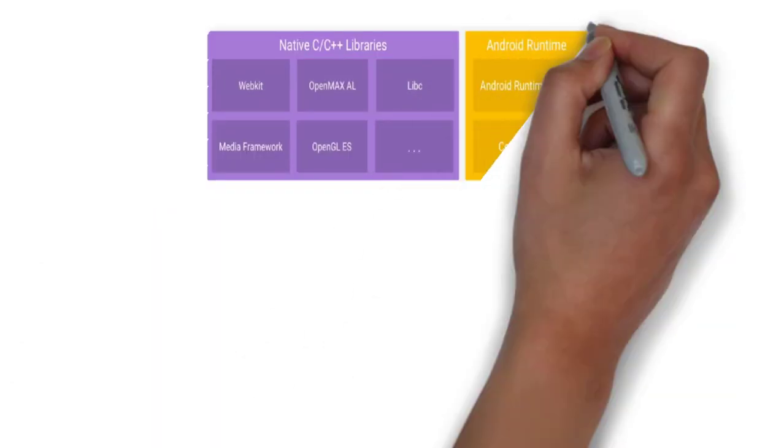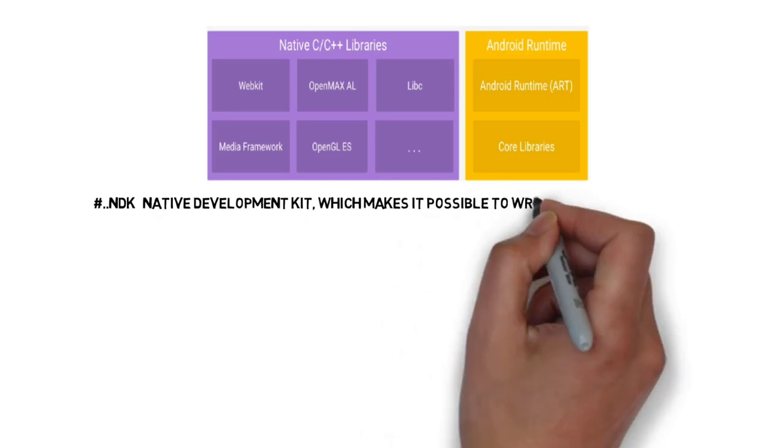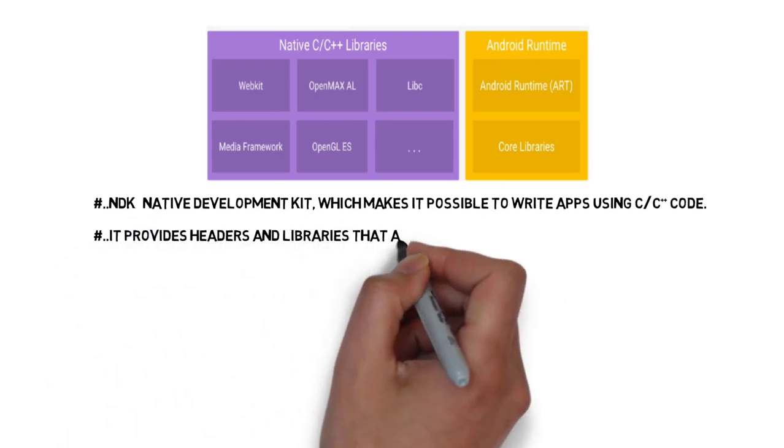This is our third layer of Android platform architecture, that is native C, C++ libraries along with the Android runtime environment. This Android runtime environment is most important, along with the native libraries. In the native C, C++ libraries we have WebKit, OpenMAX AL, libc, then the media framework, then OpenGL for the graphics. Now we will list some important points of this third layer.